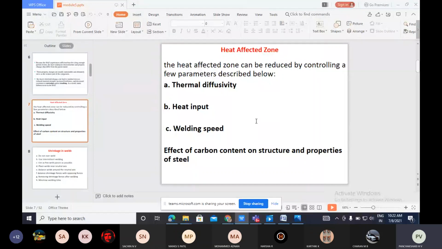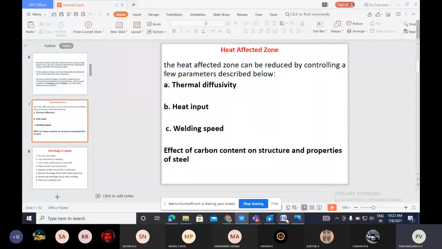So for the heat affected zone, we have to take care that by using these three parameters effectively we can control the heat affected zone. See, the same thing is explained here. That is the presentation I explained.